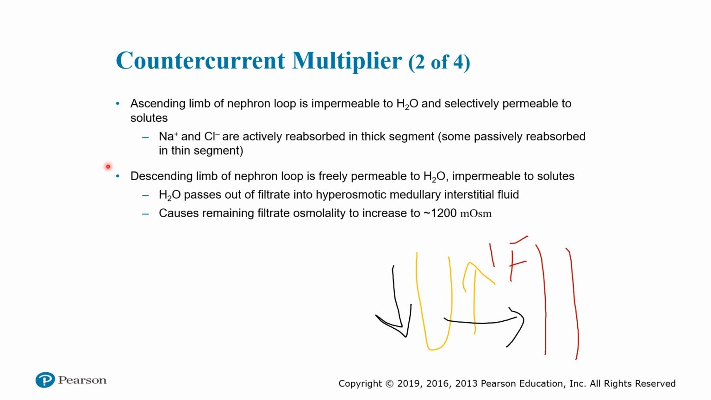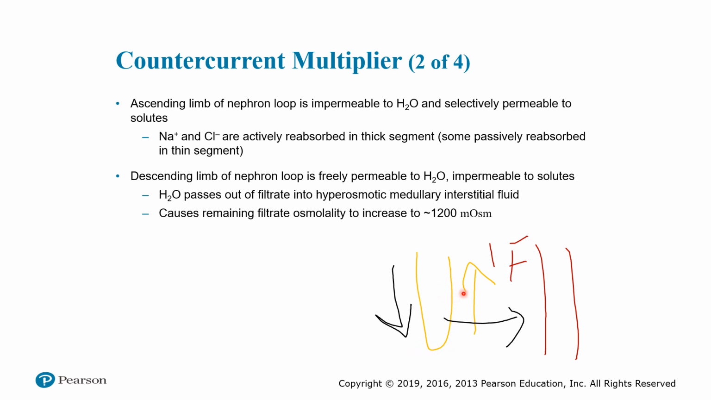So this is what this says: the descending limb of the nephron loop is freely permeable to water and impermeable to solute. Now just imagine this increased amount of solute present in the interstitial fluid, here in the middle. It cannot go into the descending limb, but water can come out of the descending limb. So water will come out, and in this way the concentration of the filtrate will increase here. It will increase till the filtrate moves here.